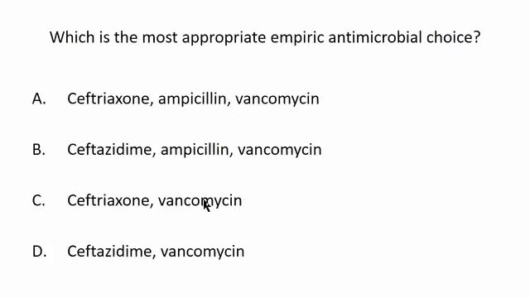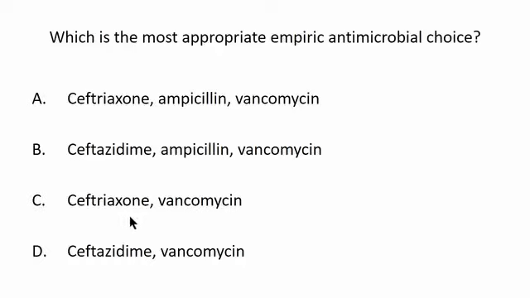So in this patient, once again, a 42-year-old female from home, which is the most appropriate empiric antimicrobial of choice? Please choose your answer now. 1 for ceftriaxone, ampicillin, vanco. 2 for ceftaz, amp, vanco. 3 for ceftriaxone, vanco. And 4 for ceftaz, vanco. Okay, wonderful. It seems like the majority of you picked C, which is ceftriaxone vanco.